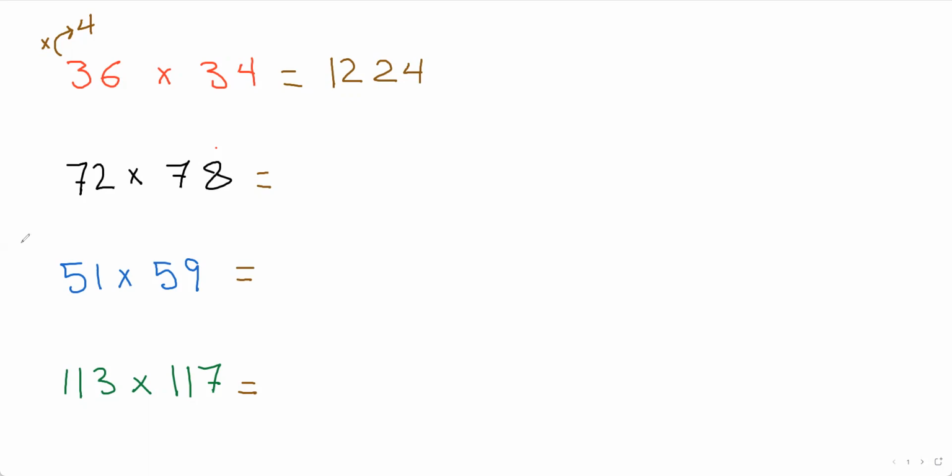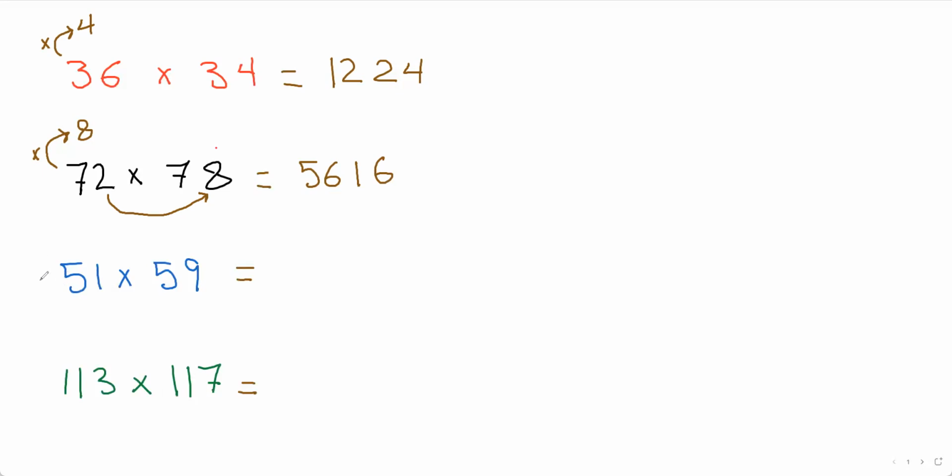The second question is 72 times 78. So again, we're just going to multiply the 7 by the next number after 7, which is 8. So 7 times 8 gives me 56. So I write that here. And then I multiply these two numbers, the 2 and 8, and that gives me 16. And that's the answer for the second one.